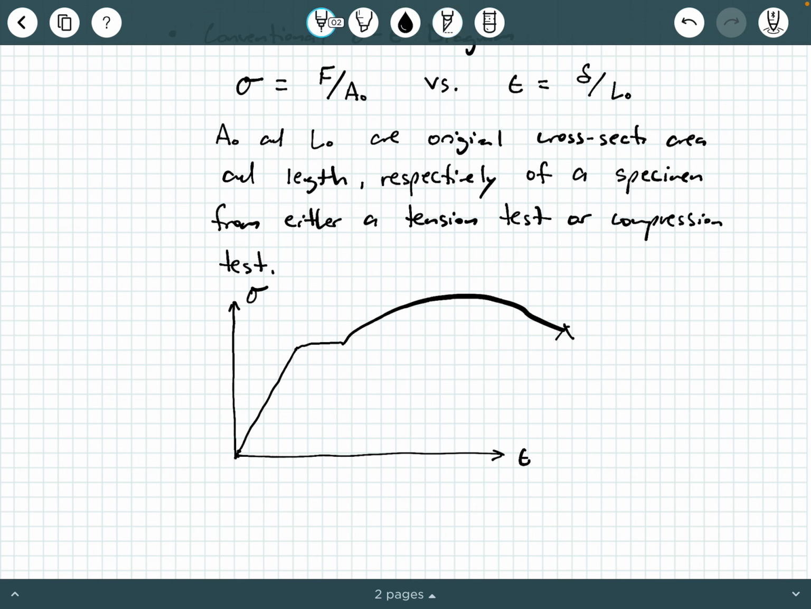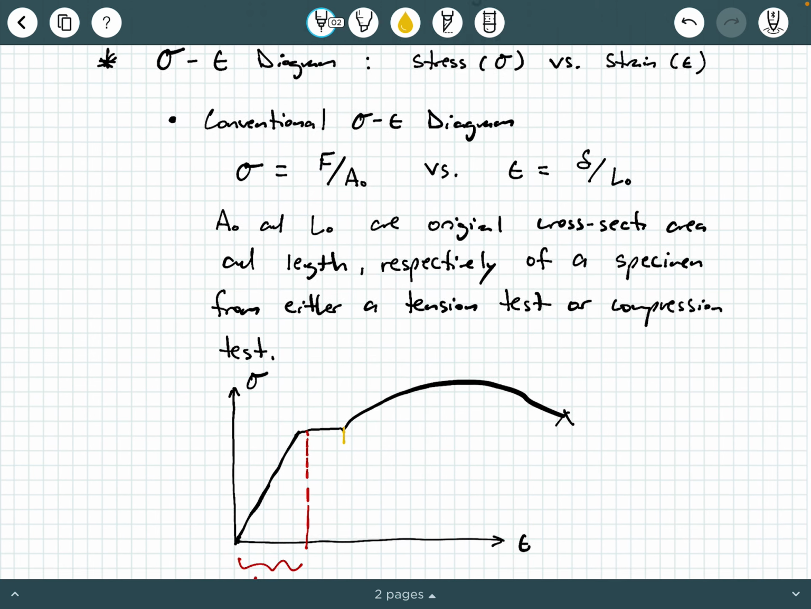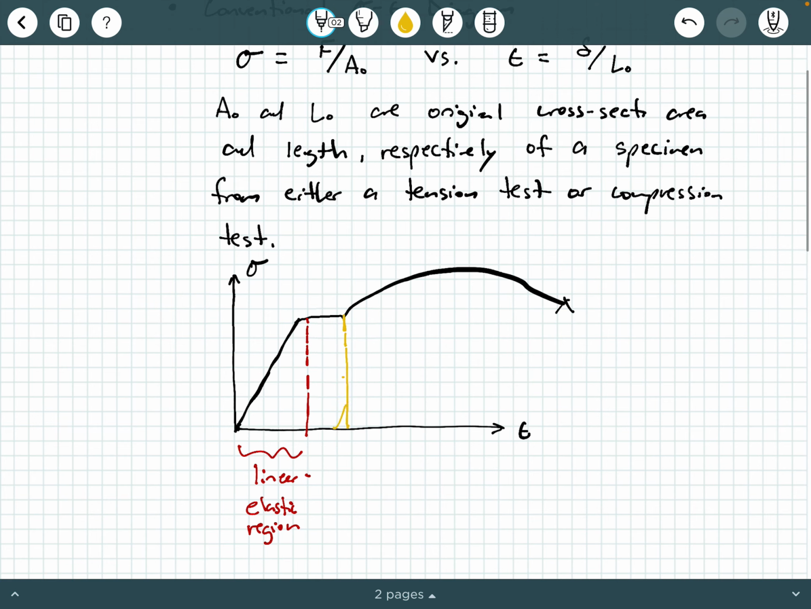okay? So first, we have this linear region, okay? This is this region right here. This is what we call the linear elastic region, okay? So that extends to about right here. This is the linear elastic region, okay? And then beyond the linear elastic region, in this kind of horizontal piece of the stress-strain diagram right here, this is your yielding region. So this is where the material itself begins to yield or experience permanent deformation, okay?